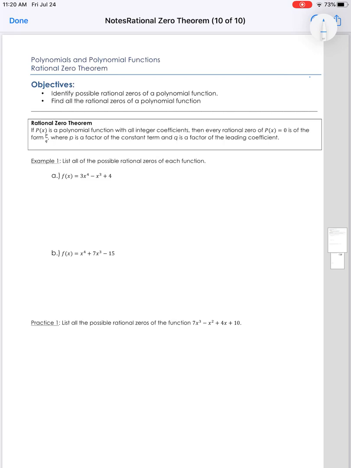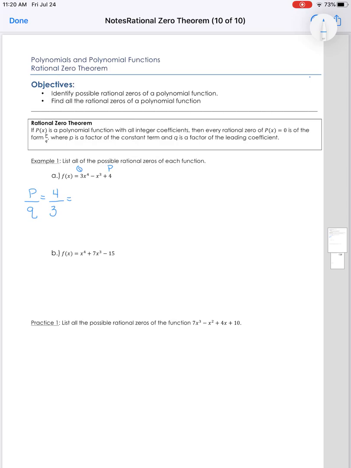So this section is going to talk about something called the rational zero theorem. What the rational zero theorem tells us is that if p of x is a polynomial function with all integer coefficients, then every rational zero of p of x is of the form p over q, where p is a factor of the constant and q is a factor of the leading coefficient. So those words, a lot of words, can get a little confusing very quickly.